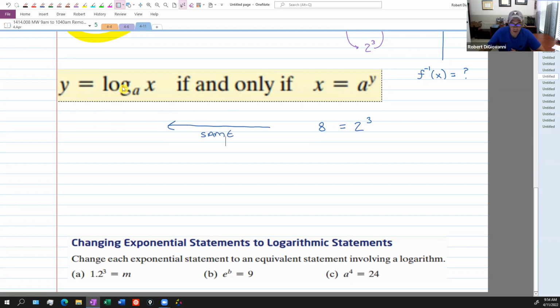Okay, so let's write this over here. What was y for us in this equation? y was the 3, right? So I'm going to write 3 equals log base, and the a over here was 2, so I put a 2 subscripted here. And the x was the other side, which was 8.